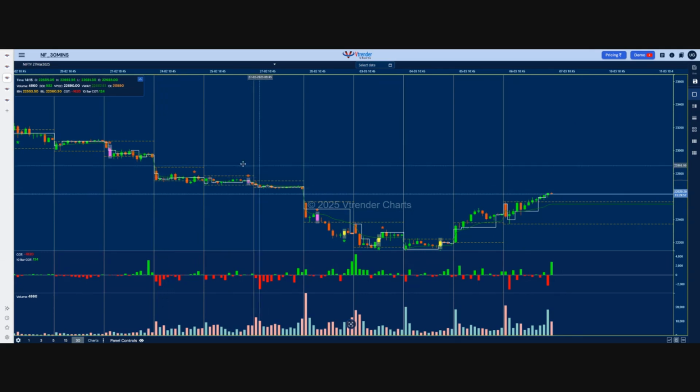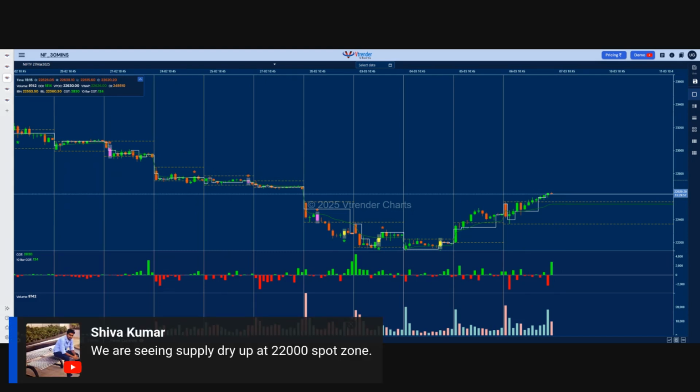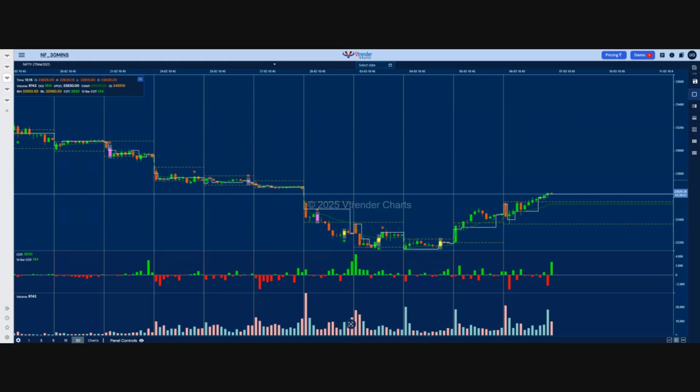So if there are any queries, I'll answer them before we wind up for the day. Yes, Shiva has one query saying that Shai had mentioned that at 22,000 spot the supply was drying, and we clearly saw that in the order flow chart.